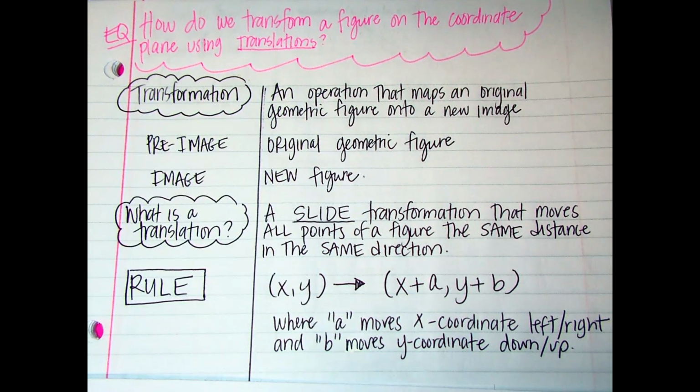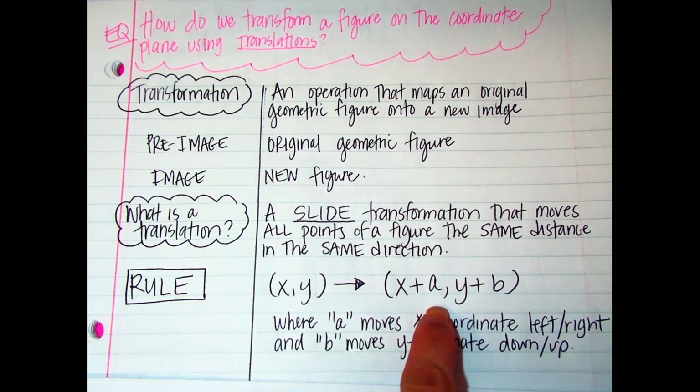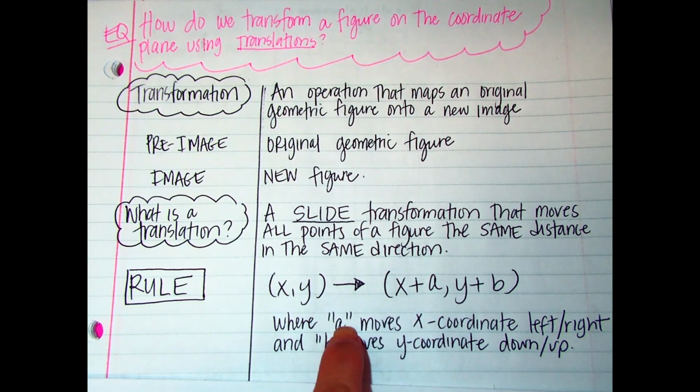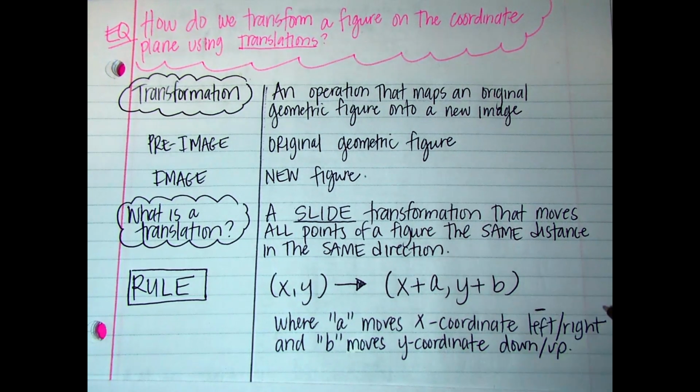There is a rule that you can follow. We have the coordinate x, y. We can add something to x, which we will call a, and that number moves that x coordinate either to the left or to the right, depending on whether that number is going to be positive or negative. So left will be we're subtracting, and right would be we would be adding.